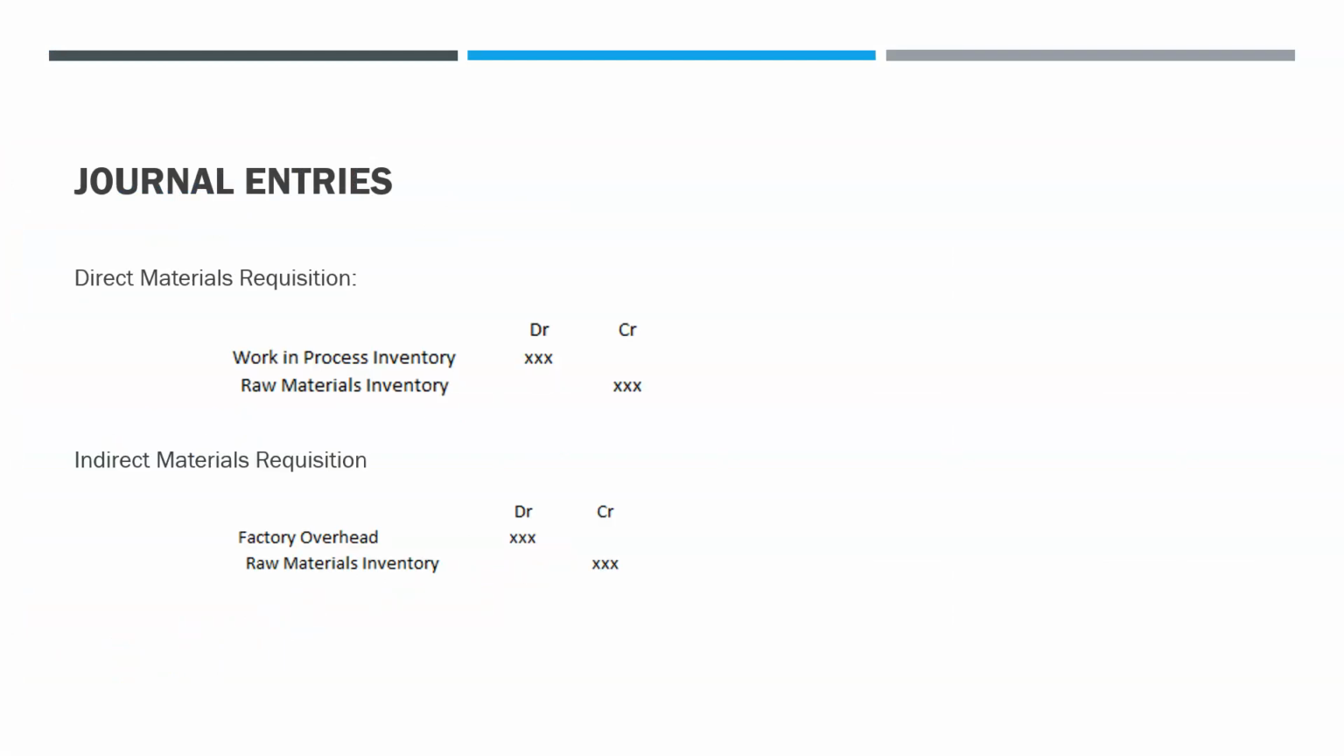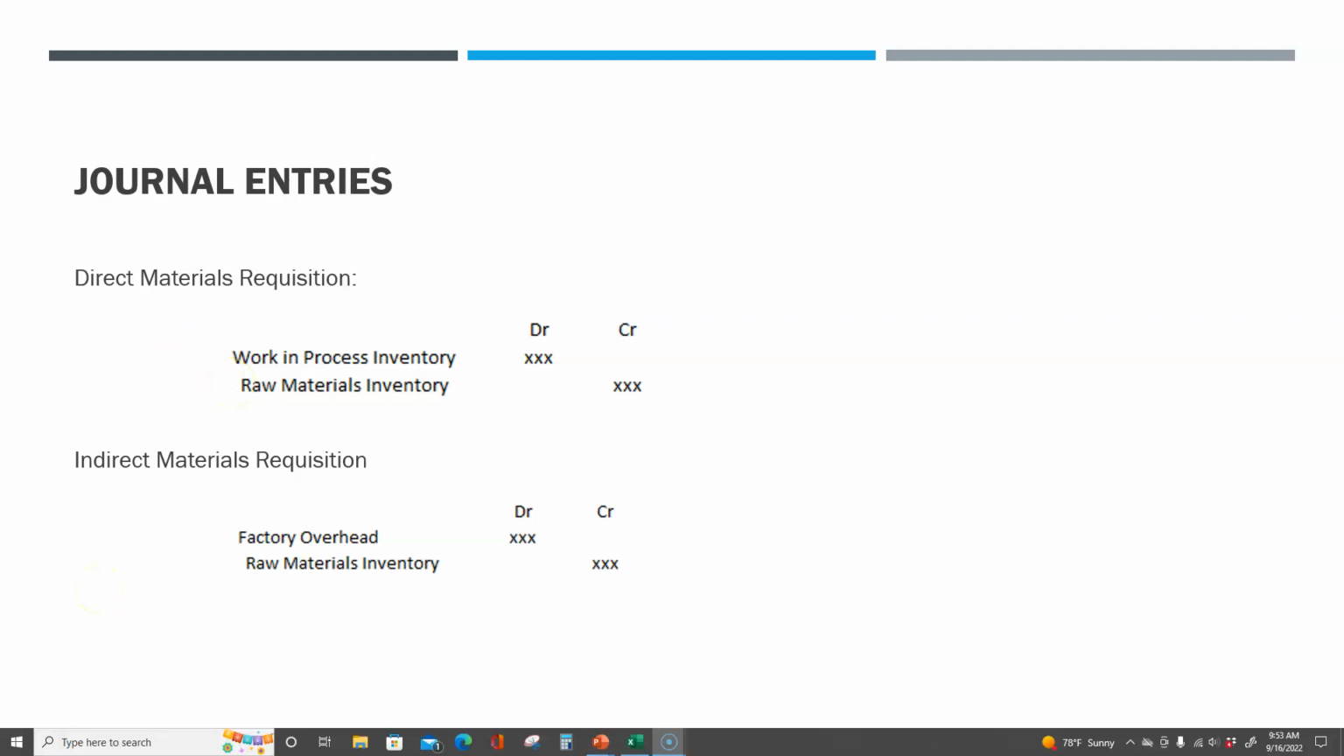Now let's look at when raw materials are used. Remember, we said raw materials can be used as direct materials or indirect materials, and the journal entries are different depending on what type they are. If it's a direct material, we're going to debit work in process inventory and credit the raw materials inventory account. If the materials used are indirect materials, they're going to debit the factory overhead account and credit raw materials inventory. Let's take a look at that in Excel.